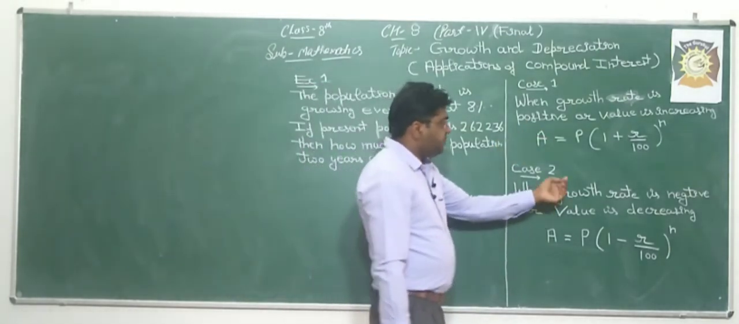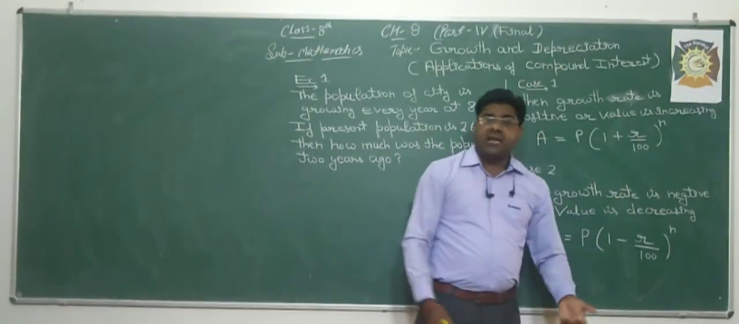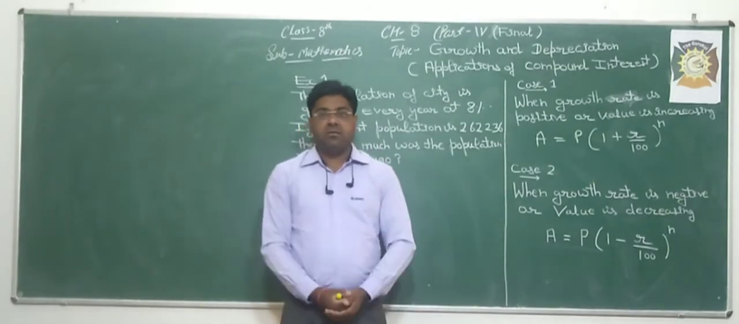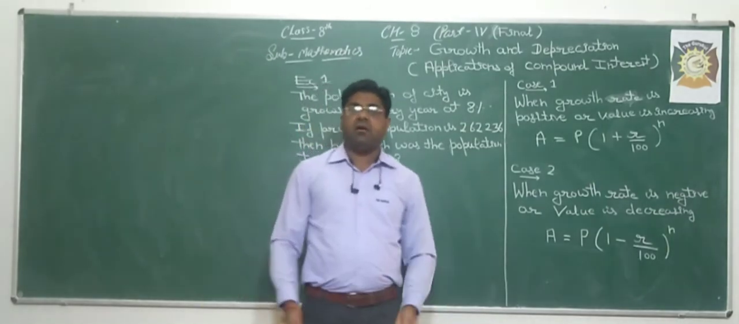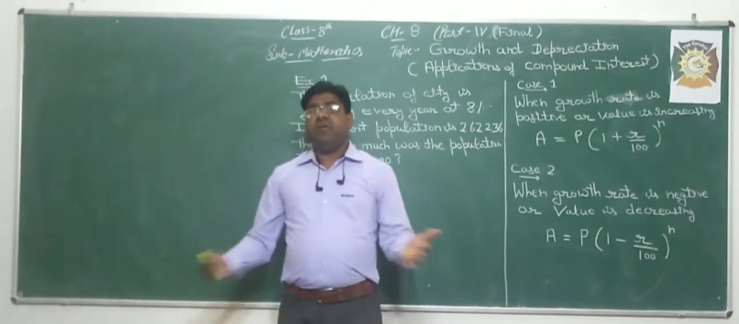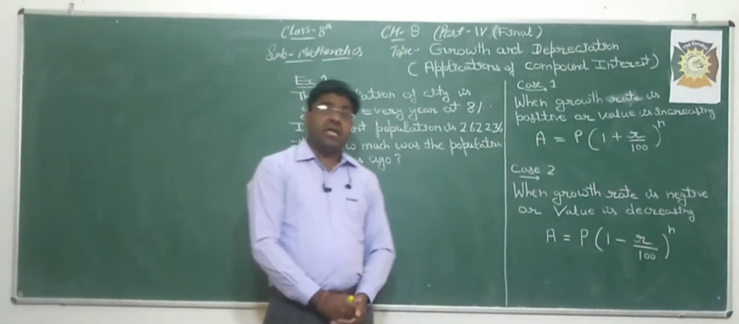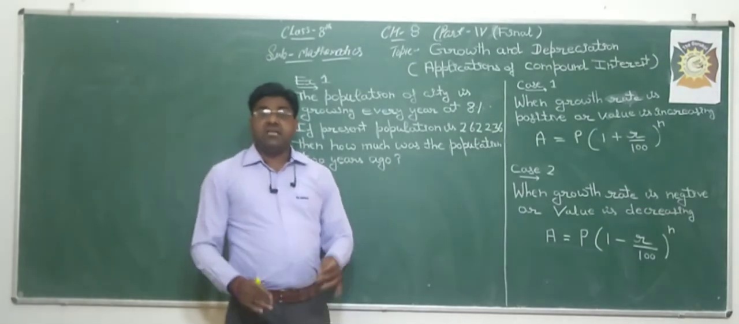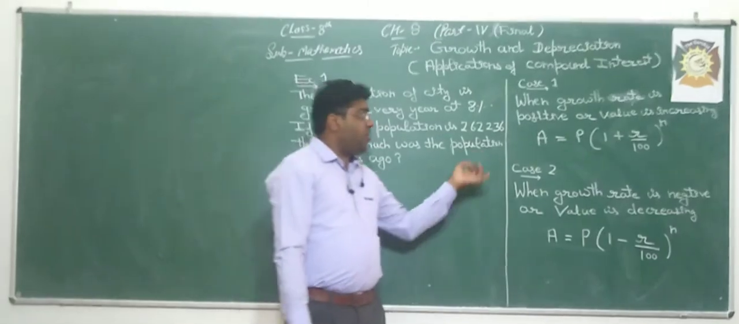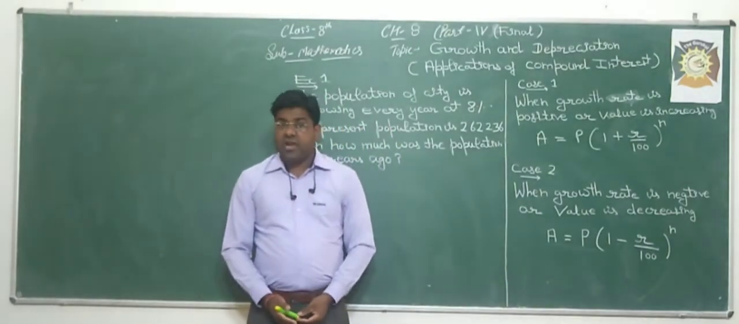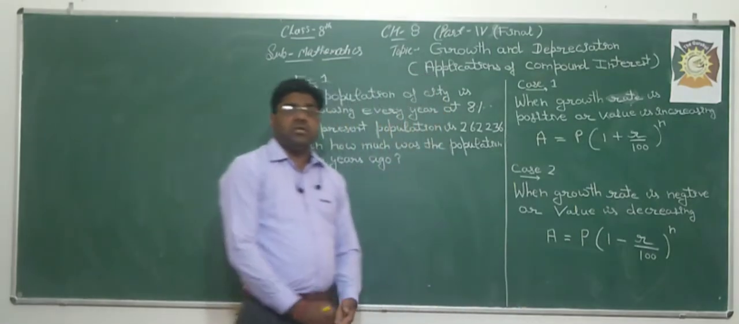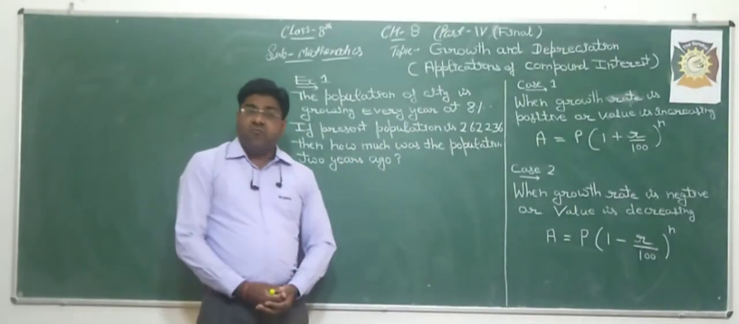And when the growth rate is negative, sometimes we have purchased any machinery, any article, anything, then its value, its price will decrease after some time. Then how can we find the present price? Or sometimes it's a reverse question, and we have to find the original value. So let us see how we can use these formulas in such types of sums.